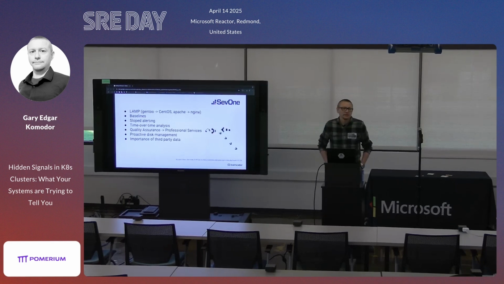Proactive disk management: listen to your disks. This is, well, literally and physically, figuratively. I can hear the disks in my server room spinning, but you really need to pay attention to the underlying metrics that they're emitting and replace them before things go haywire. And then finally, I think time over time analysis is pretty useful.